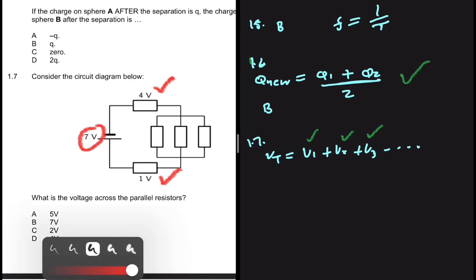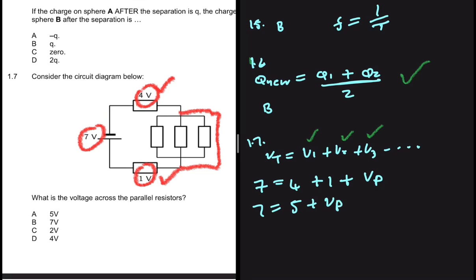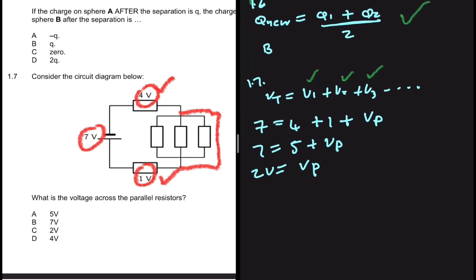We're looking for the voltage across the parallel resistors. VT, the total voltage, is 7 volts, and here we have 4 volts being dissipated. So we're going to have 4 plus 1 and then plus the voltage in parallel. So 7 equals 5 plus Vp. If you take 5 to the left hand side, you get 2 V being equal to the voltage in parallel. That is option C. So the answer to 1.7 is C.